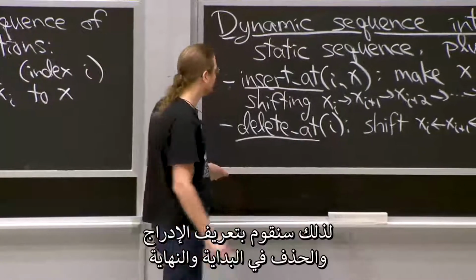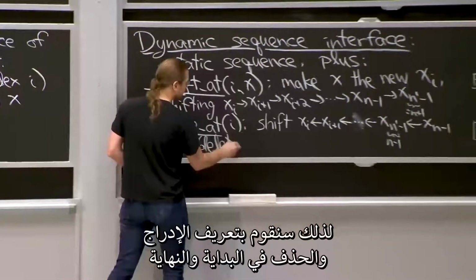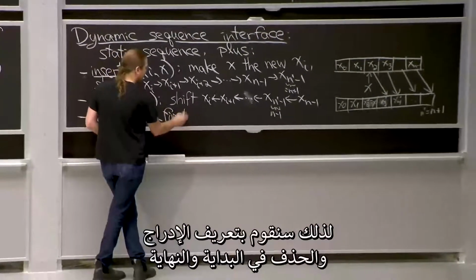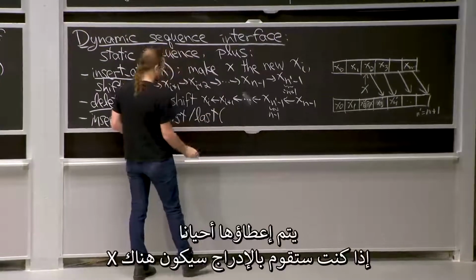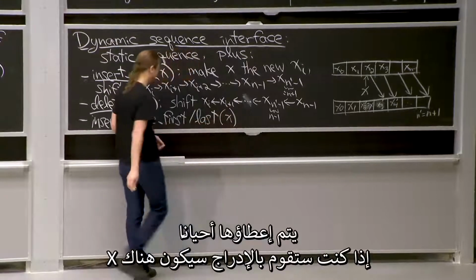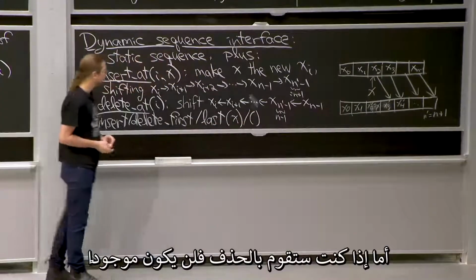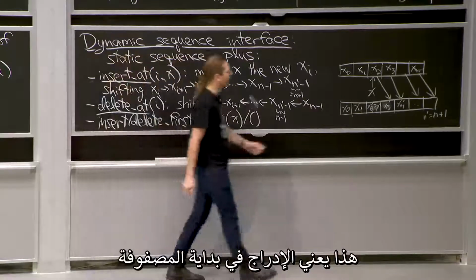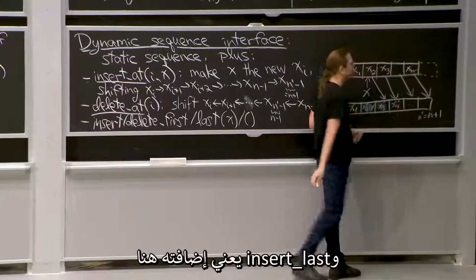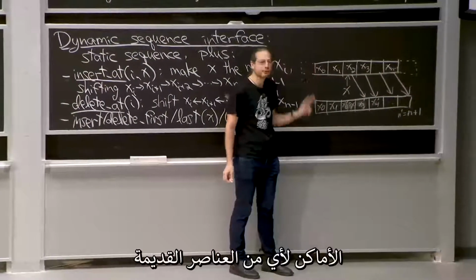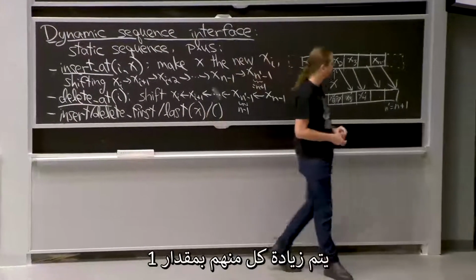So we're going to define, in particular, insert and delete first and last. If you have an insert, it has an x. If you do a delete, it has no argument. So this means insert first at the beginning of the array, which would be like adding it here. And insert last means adding it on here. So insert last doesn't change the indices of any of the old items. That's a nice feature of insert last. Insert first changes all of them. They all get incremented by 1.